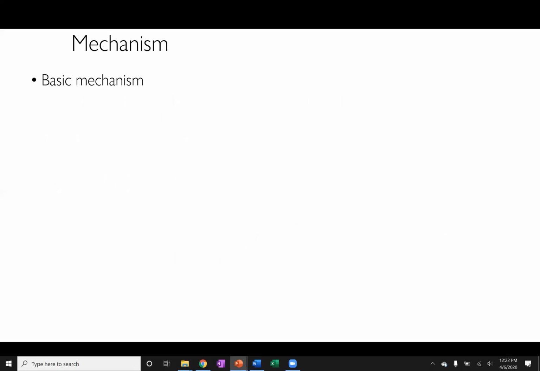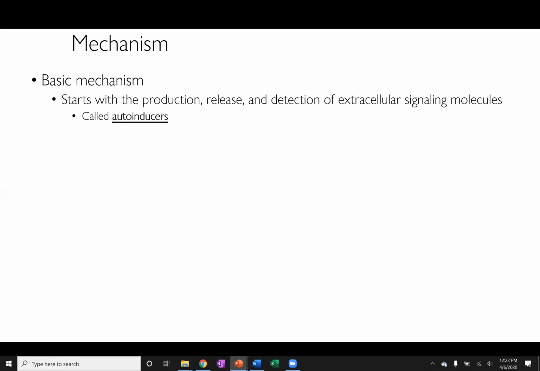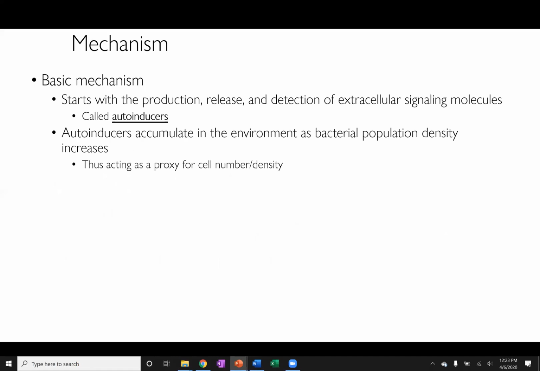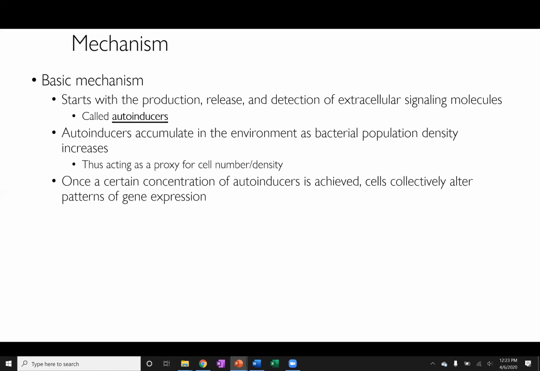And so there's a very basic mechanism for how quorum sensing works. It starts with the production, the release, as well as the detection of extracellular signaling molecules. These molecules are what we call autoinducers. These autoinducers build up in the environment as the bacterial population becomes more dense, i.e. having many more individuals in a given area. Essentially, these autoinducers act as a proxy for the number as well as the density of cells, because if you have more cells or denser cells, you're going to have much more autoinducer in the environment. And then finally, once you achieve a certain concentration of autoinducers, the cells collectively alter their patterns of gene expression and thus their behavior.